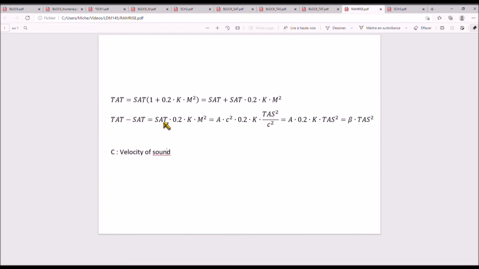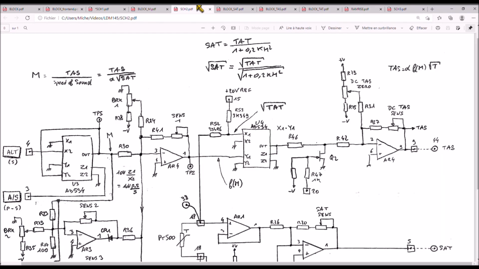And we know also that the velocity of the sound is proportional to the square root of the static air temperature. So the static air temperature is proportional to the velocity of the sound squared. Okay, so I have replaced here the static air temperature by the velocity of the sound multiplied by a coefficient I called A here. We know also that the Mach number is the true airspeed divided by the velocity of the sound. So the velocity of the sound squared disappears, and we have the difference between the total air temperature and the static air temperature, which is called also the ram rise, is a coefficient here multiplied by the true airspeed squared. So let's see the schematic.